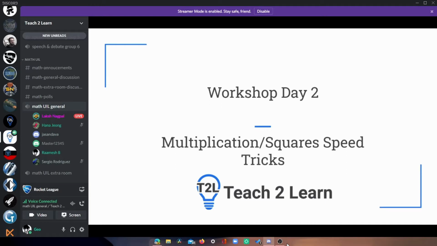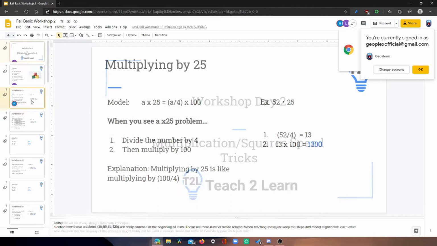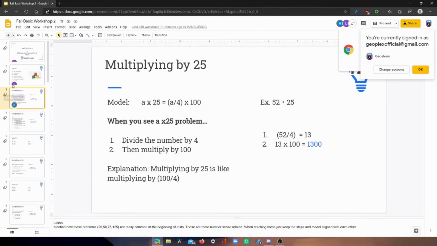If you were here last time, this is what we went over, a basic trick just to show you how we would teach and get you used to our teaching style. For a refresher, multiplying by 25: whenever you see this problem, whatever number you have, divide by 4 and then multiply by 100. For example, 52 times 25: divide 52 by 4 to get 13, then times 100.